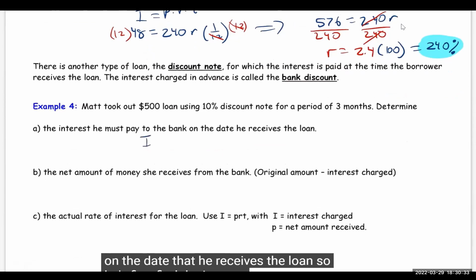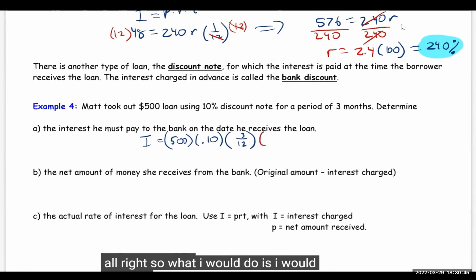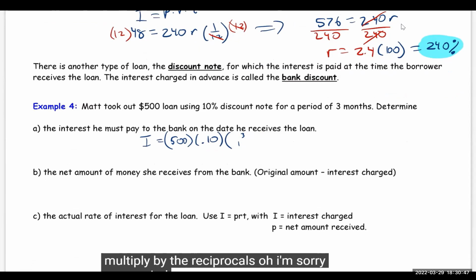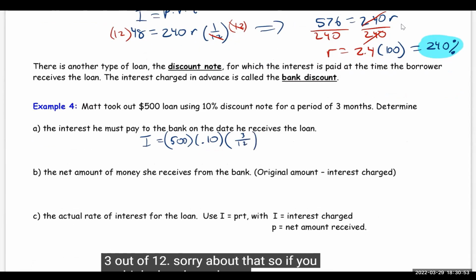So let's first find the interest. Principal, interest rate, 3 months would be 3 out of 12. I would just go ahead and use my calculator. So if you multiply that through, you should get 500 times 0.1 times 3 divided by 12 is $12.50.